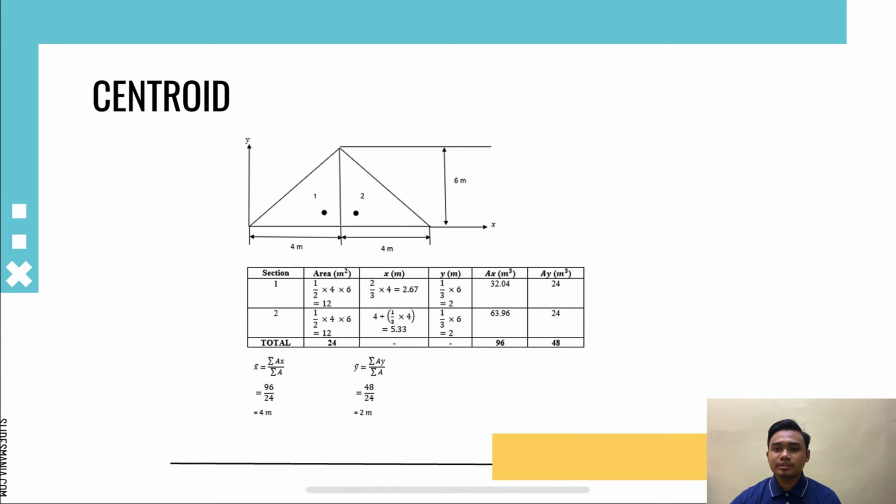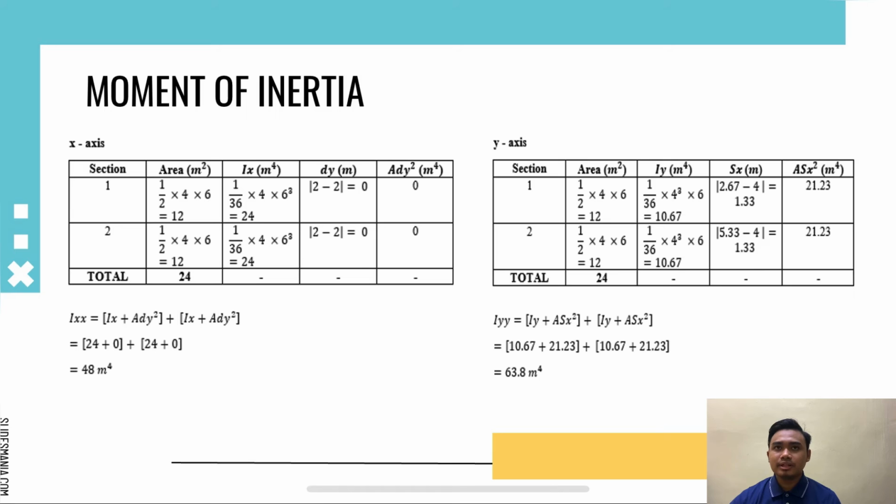Then the centroid, X coordinate equal to 4 meter and Y coordinate equal to 2 meter. Then moment of inertia for X axis, Ixx equal to 48 meter power of 4 and Y axis, Iyy equal to 63.8 meter power of 4.